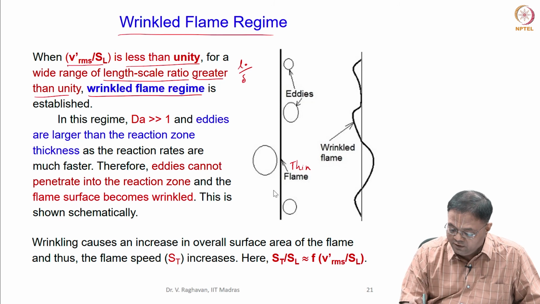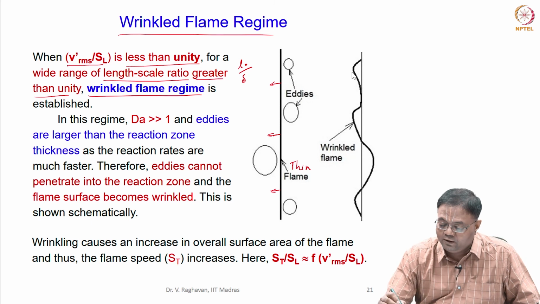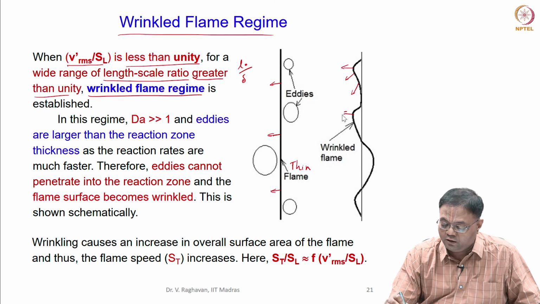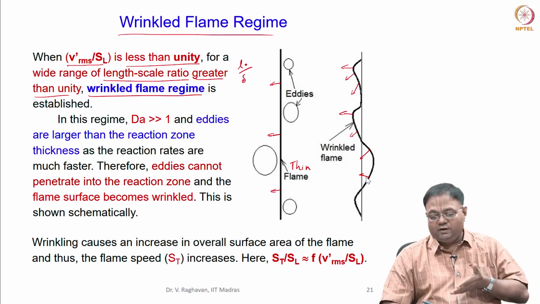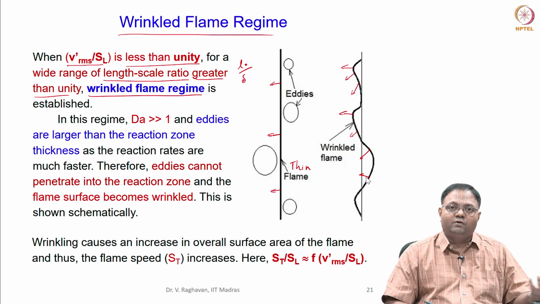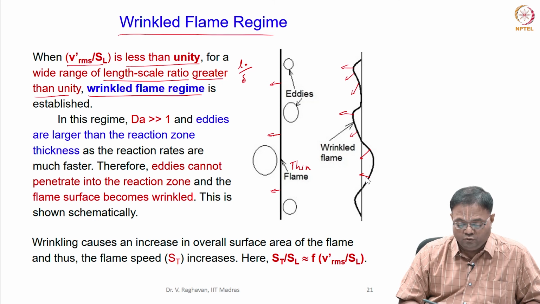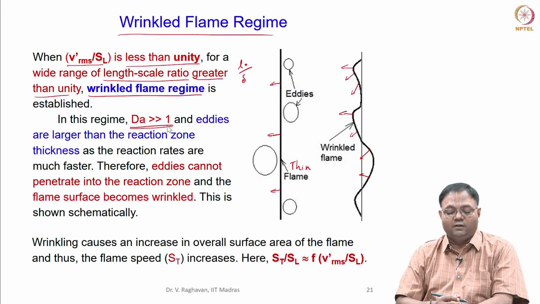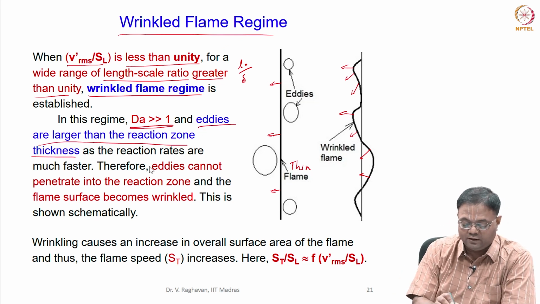You can see that here the burning velocity will be normal to this surface, but here you can see that the burning velocity changes direction like this. So they are normal to the surface, where the surface itself is now convoluted. Due to the increased surface area, more reactants are consumed, so the volumetric flow rate which is taken in is higher. So the flame speed increases. In this regime, obviously we have already seen that the Damkohler number will be much greater than 1. The eddies are larger than the reaction zone thickness and the reaction rates are much faster.